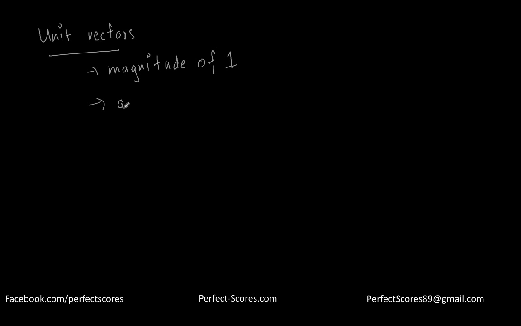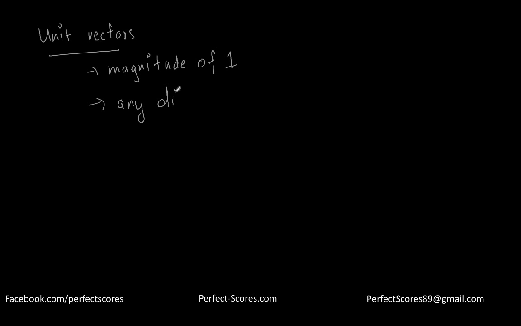So first of all, I'm actually going to talk about unit vectors. What do you mean by unit vectors? Unit vectors are the vectors which have a magnitude of 1. So unit vectors have magnitude of 1, and they can have any direction.